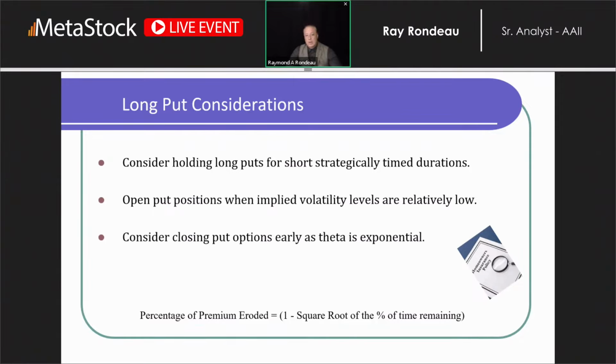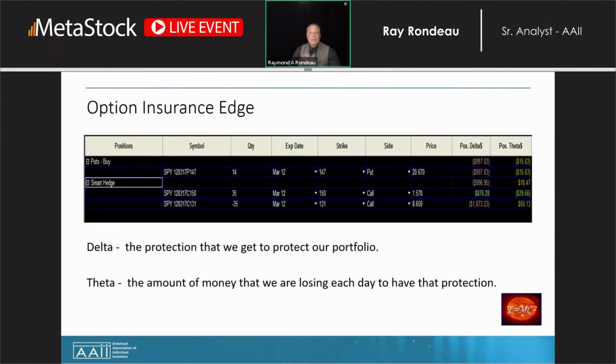And the third consideration is to consider closing put options early in their life cycle, as theta is exponential, it's not linear. The extrinsic value of your options loses money faster the closer you get to expiration. Time decay, again, is not linear, it's exponential, and the formula to calculate that is shown at the bottom right here. Lastly, consider option spreads. This is for advanced investors, and this was the tease.